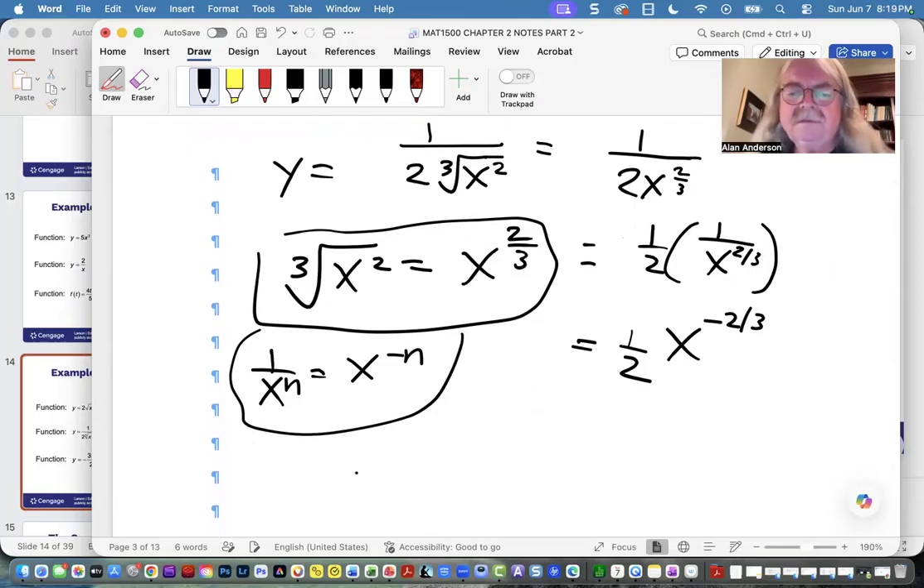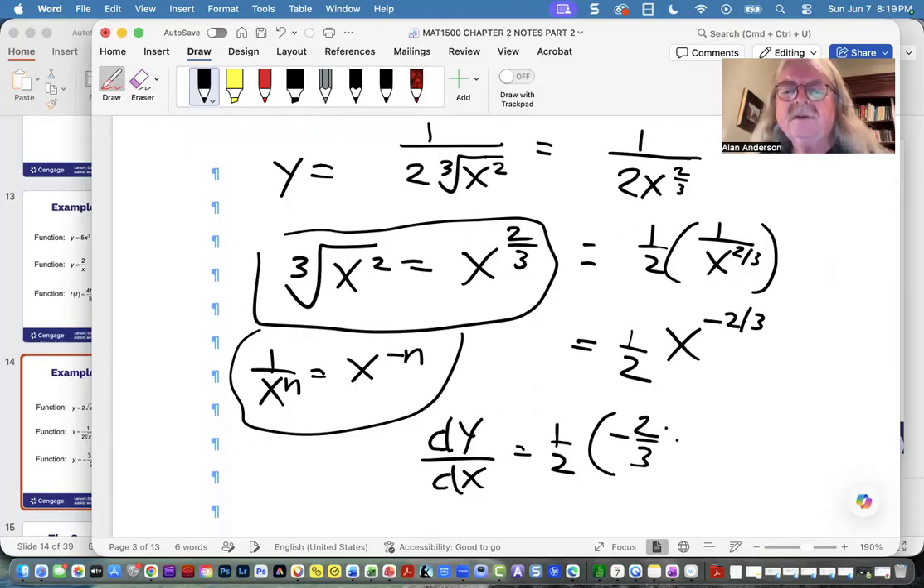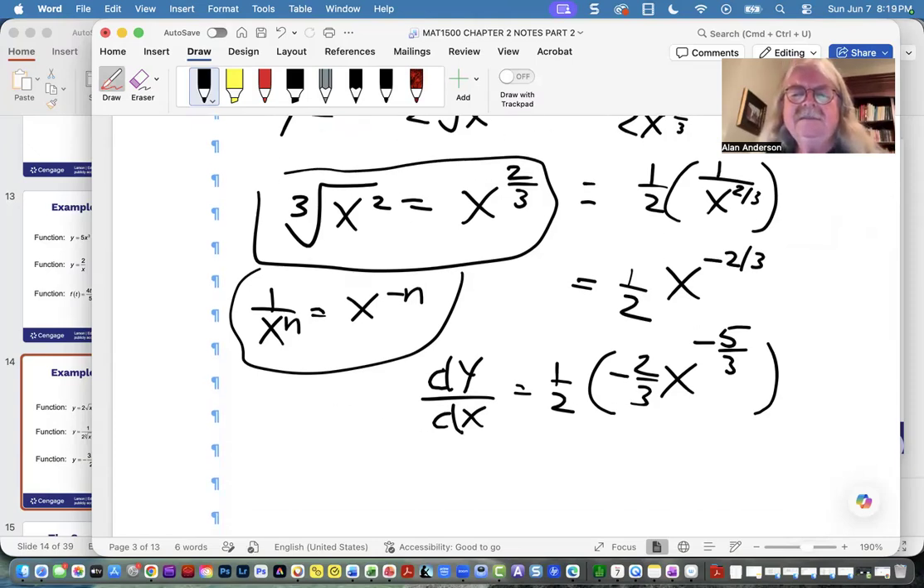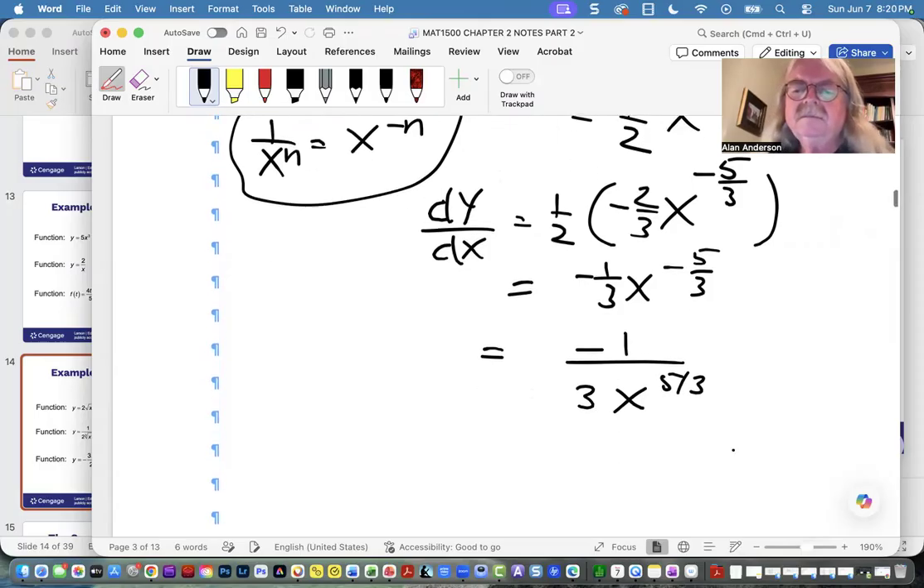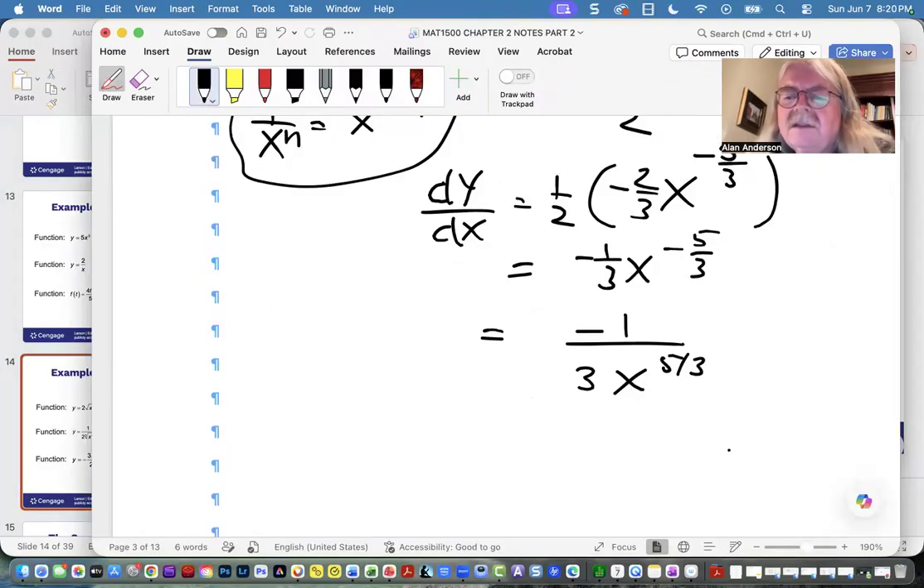And now we can apply the rule. We have a constant. The exponent is minus 2/3. When you subtract 1 from minus 2/3, it becomes minus 5/3. God, what a mess, huh? These two, 1/2 times negative 2/3 becomes negative 1/3. And if you want, you can rewrite that as negative 1 over 3 x to the positive 5/3. Let's see, yeah, that's what they decided to do.